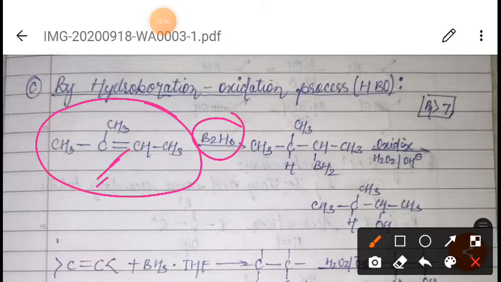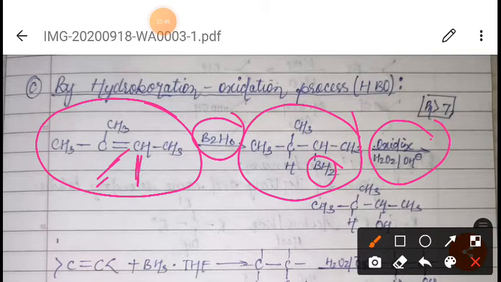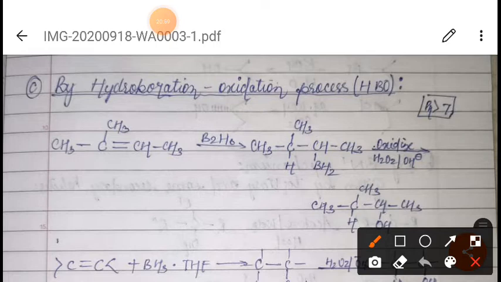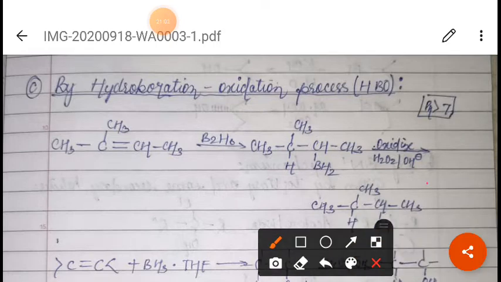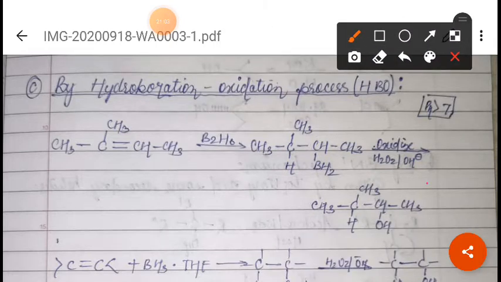BH2 will come and attach to this carbon. As you can see, BH2 has come and attached to this carbon, and after that, when we further oxidize this in the presence of H2O2, it has given what? You can see, it has given alcohol, as you can see here, right?